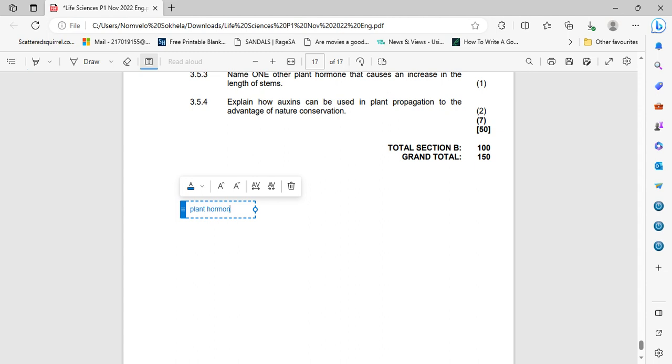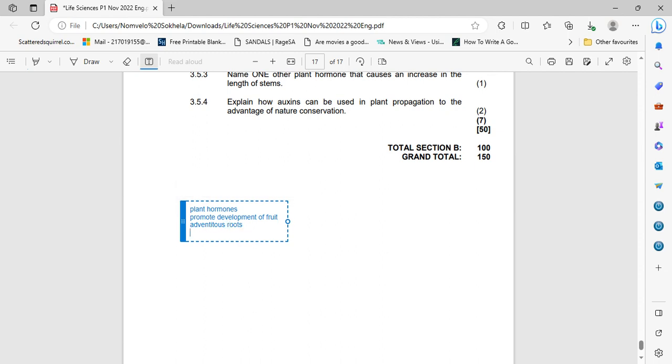right? They are plant hormones. They promote what? They promote the development of fruit. So you would be writing this down in your question paper, just to remind yourself what you know. Plant hormones, they promote the development of fruit. They promote the development of adventitious roots. Adventitious roots. So you would write it down.